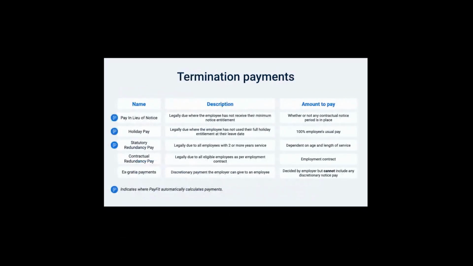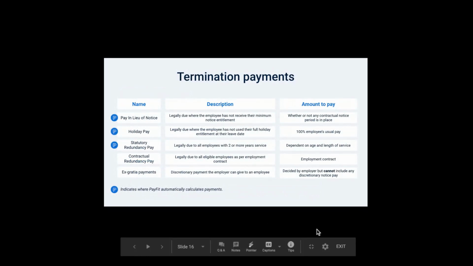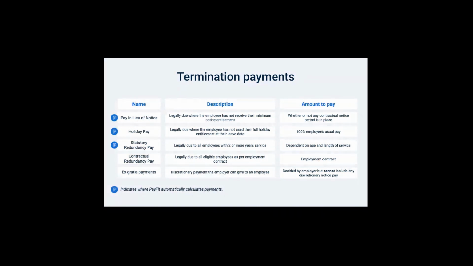Now, on this slide here, I've made a list of what the typical termination payments are, and I've indicated with the PayFit logo where these payments are automatically calculated by our PayFit app. Things like contractual redundancy pay and ex gratia payments aren't automatically calculated by the app simply because these amounts are subject to discretion by the employer. So it is the employer that decides how much the employee receives for these types of termination payment. So this is a free field for employers to input the amount of either contractual redundancy pay or ex gratia payment that they want to make to employees.